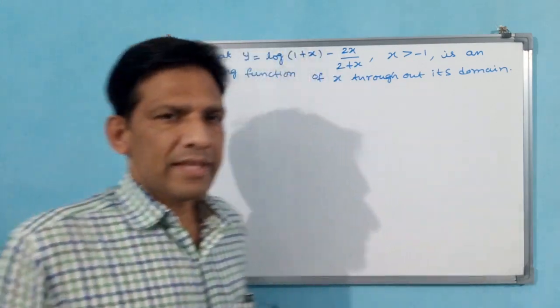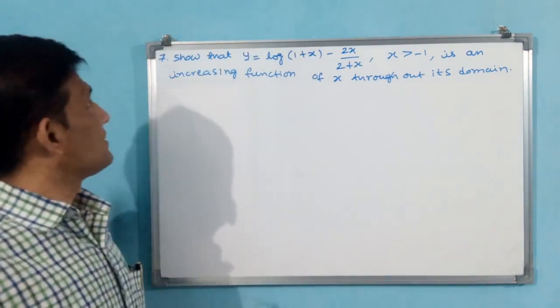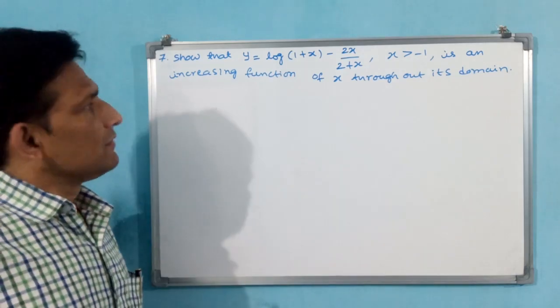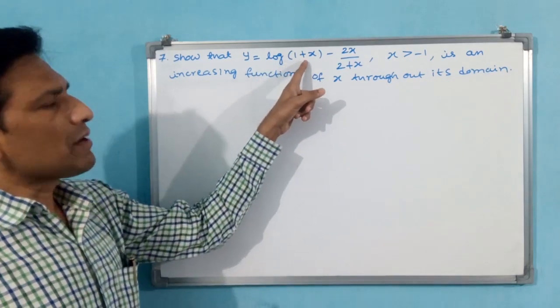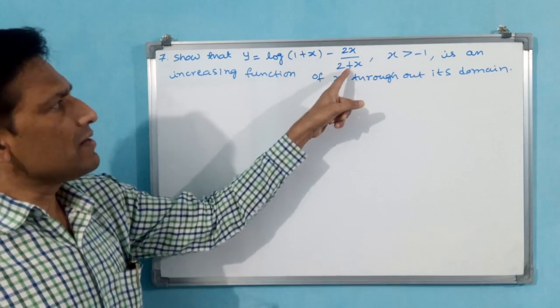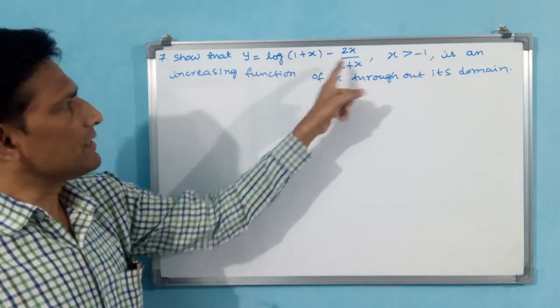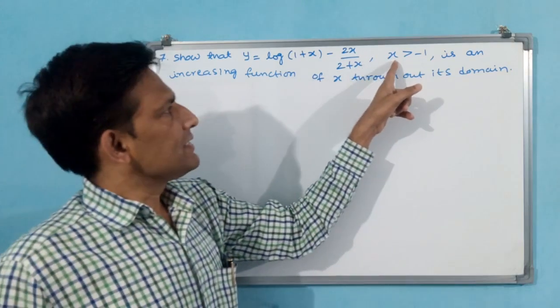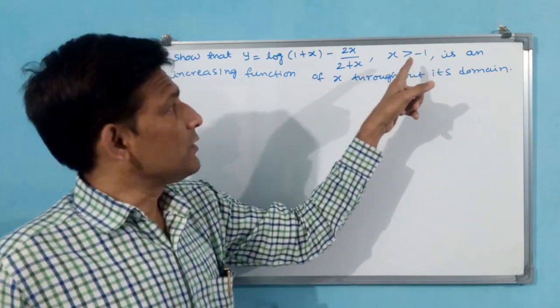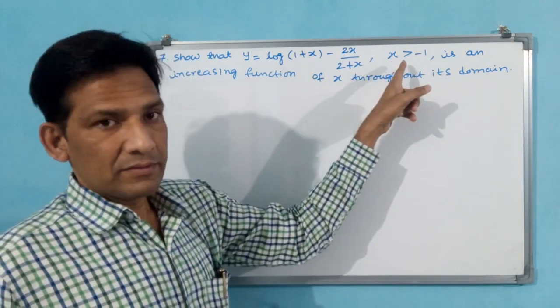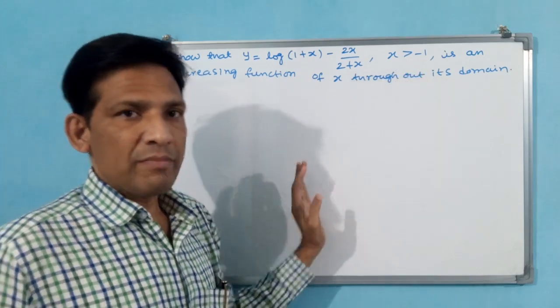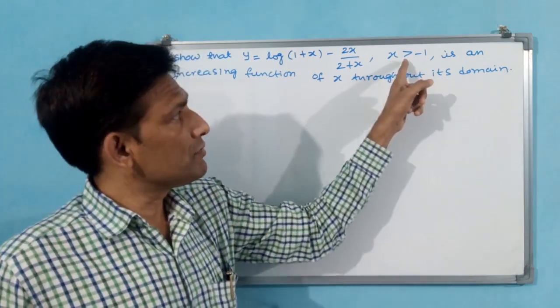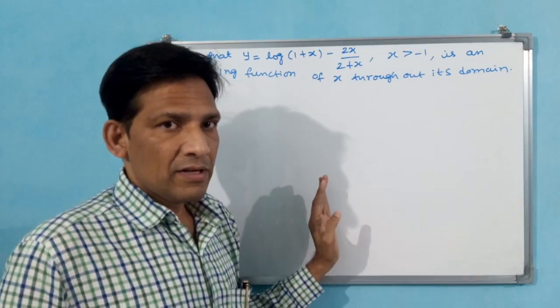Okay, see what they have given in the 7th question. Question number 7. Show that y is equal to log of 1 plus x minus 2x by 2 plus x. This is a function y. We can take it as f of x also, where x is greater than minus 1. The domain is already mentioned. X is greater than minus 1 means minus 1 to infinity, but the equal to symbol is not there. That is why you have to take open intervals.